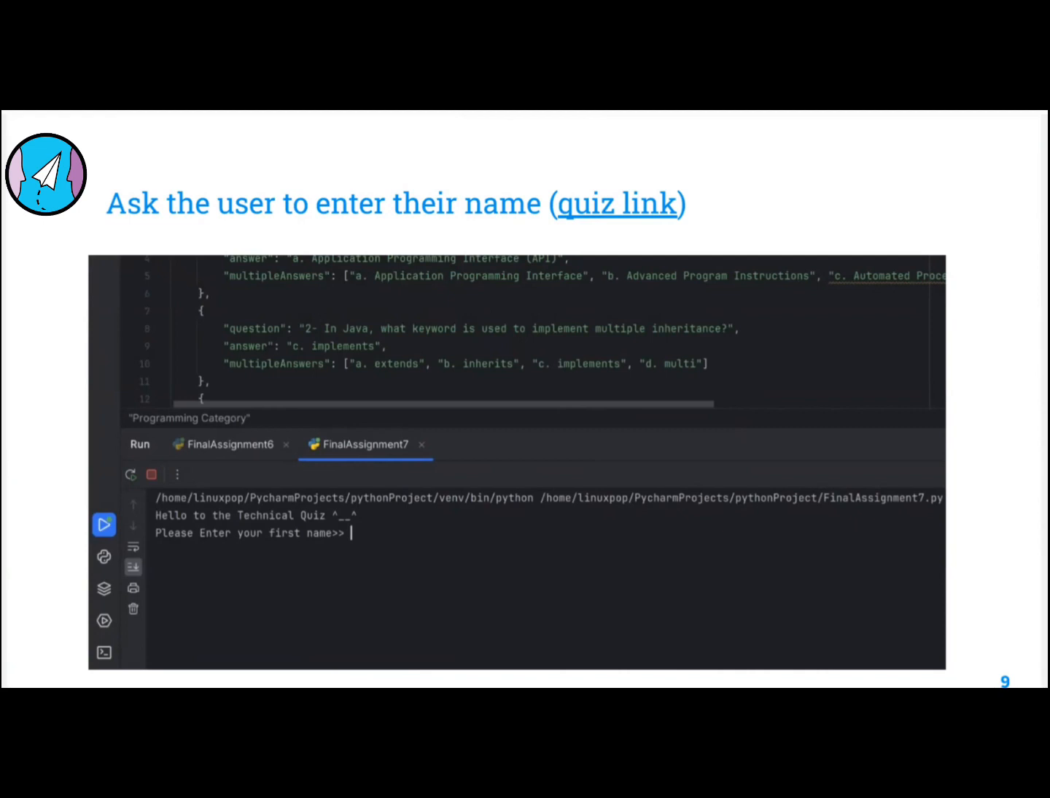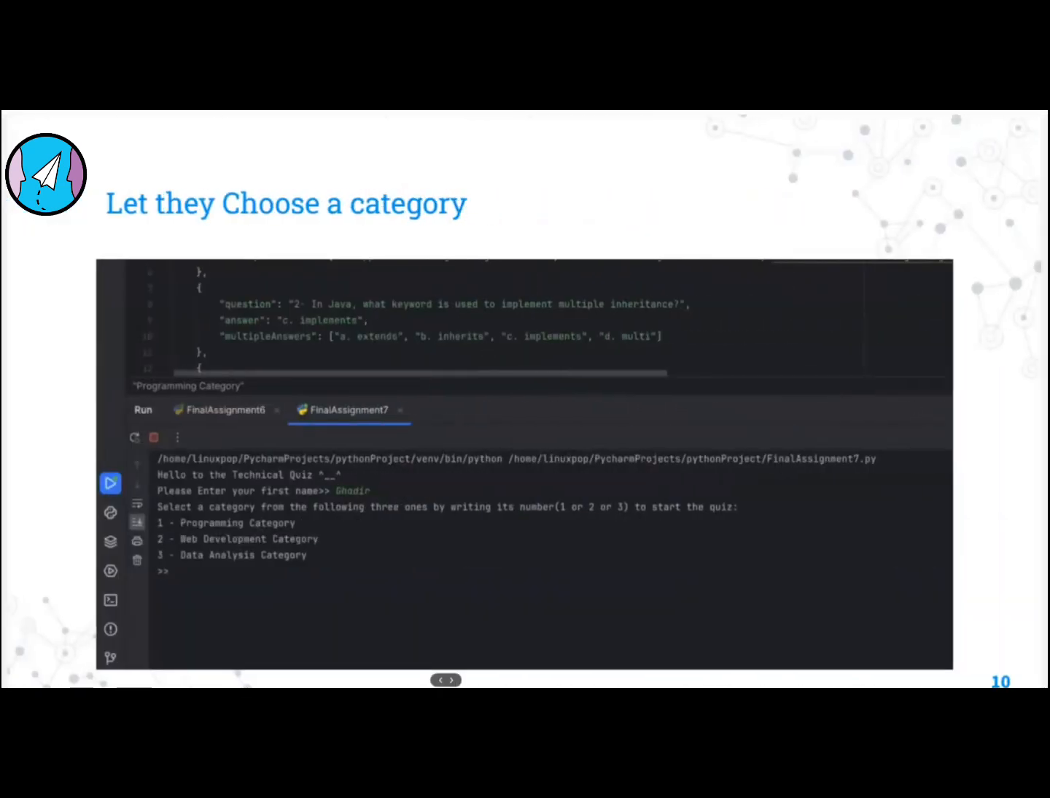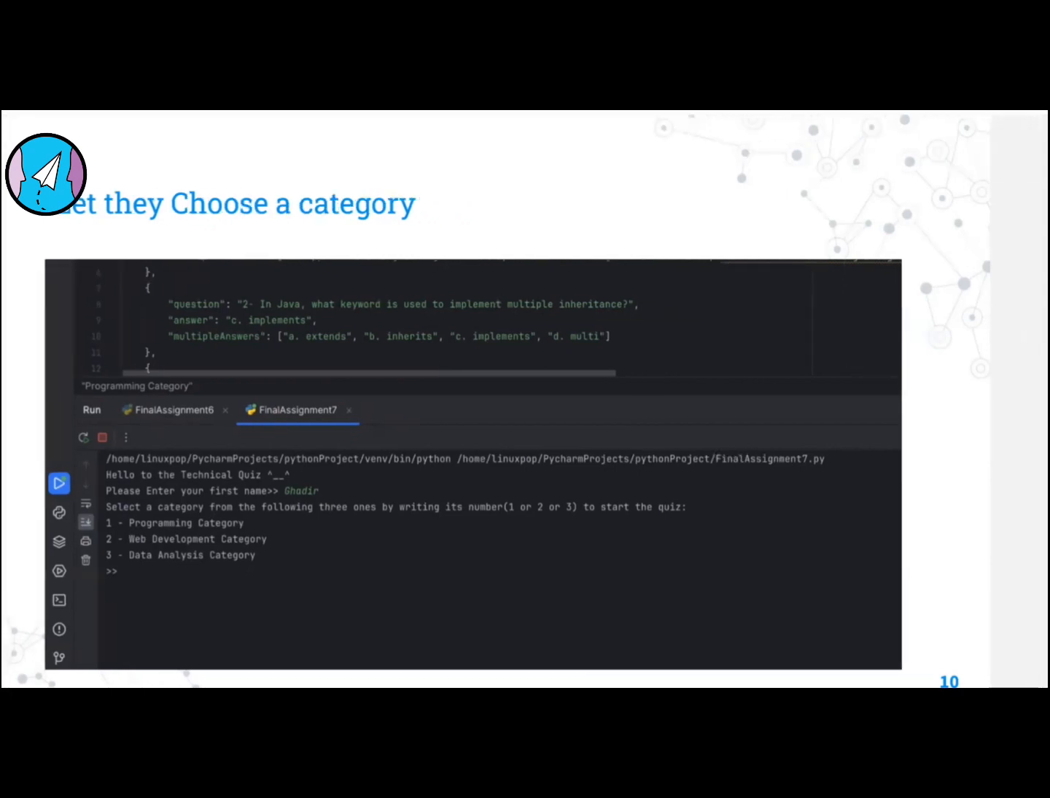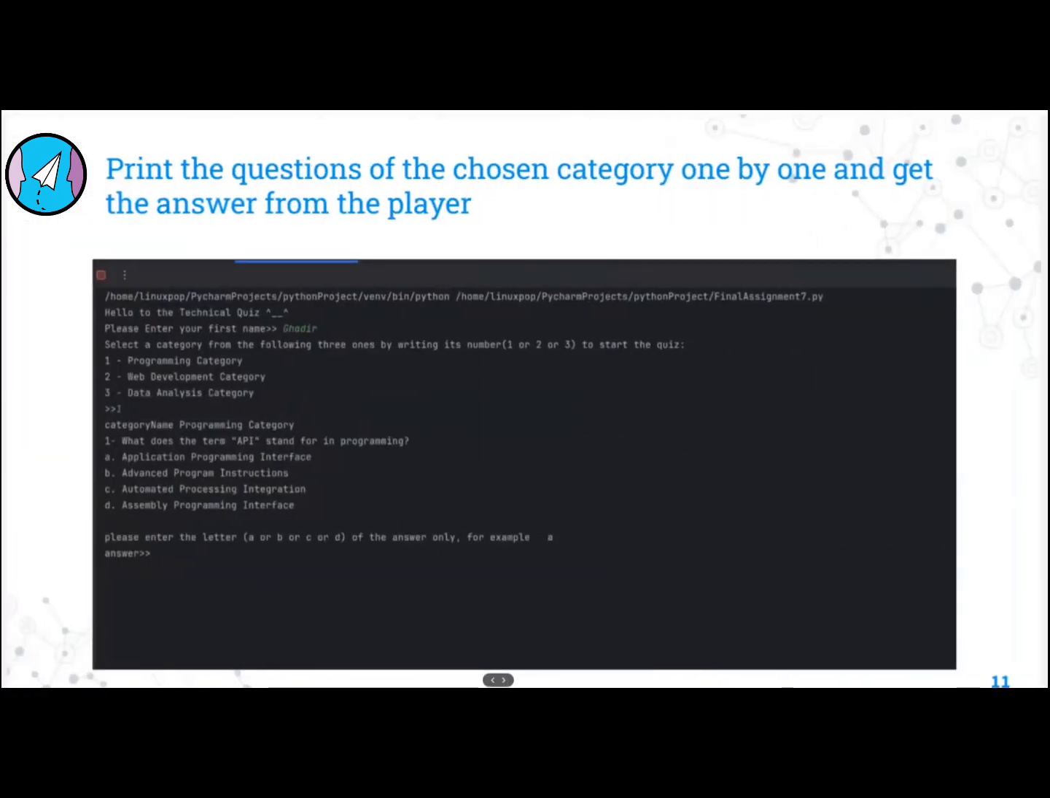In the beginning, the program will ask the user to enter his first name. For example, here I entered my name, Ghadir, because I was testing the code. After that, they will be asked to select one of the following categories, which I mentioned previously: programming, web development, or data analysis, by just writing the number of the category they want to test their knowledge about. So here the user entered number one, which is the programming category.